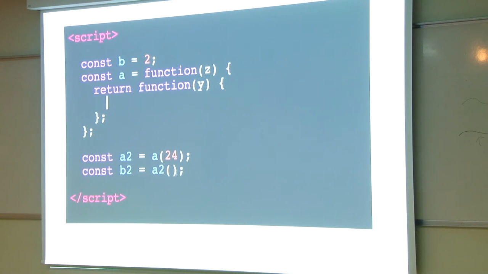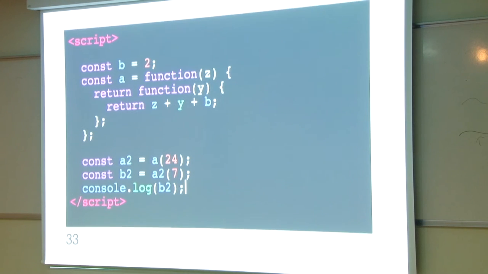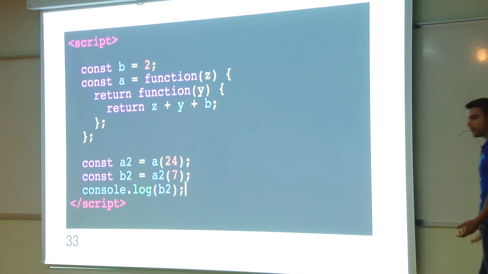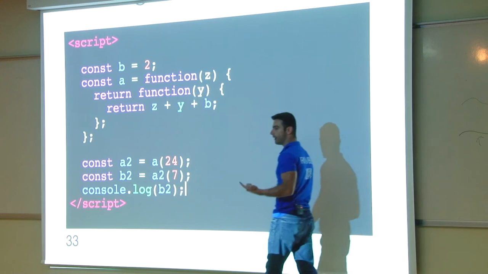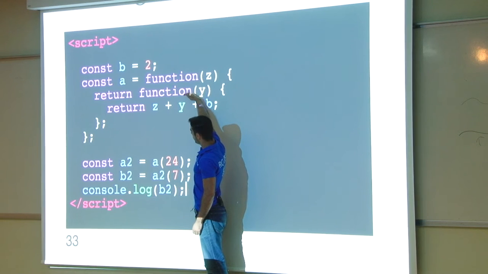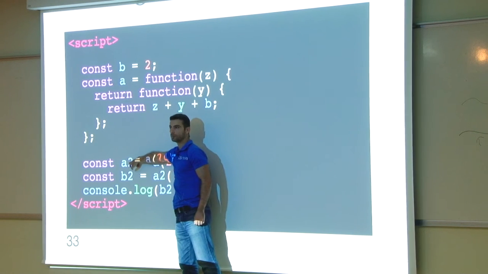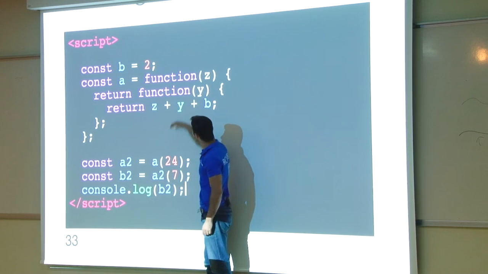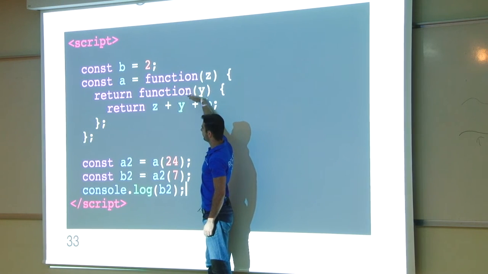Now let me give that an argument as well, like a 7, and have this return Z plus Y plus B. And let me console.log B2. There you go. How did this work? Here's how. We call A, which returns this function to us, and we put it into A2. We call A2, which runs this code here.